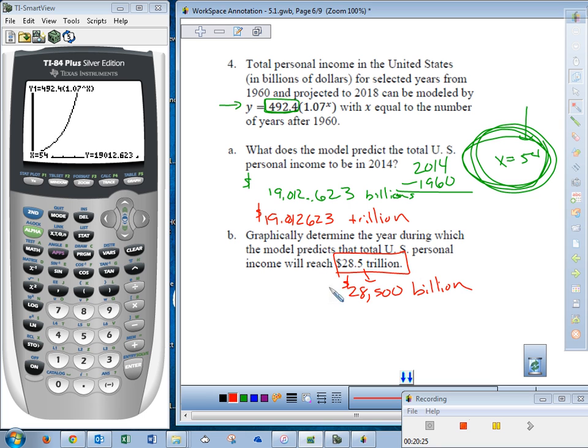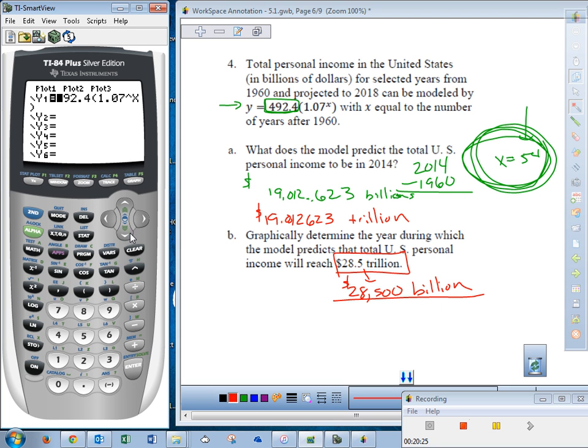Is this number right here an X value or a Y value? That's a Y value. So I can't do trace 28,500. That's for X's. When I want to know when Y is something, you go back to your calculator and you type that in as a second equation. When Y is 28,500. Does my window even go that high? No. My window goes up to 10,000. So since that's 28,000, let's make it go to 30,000.